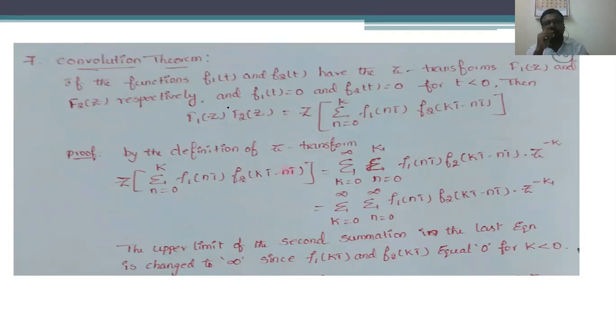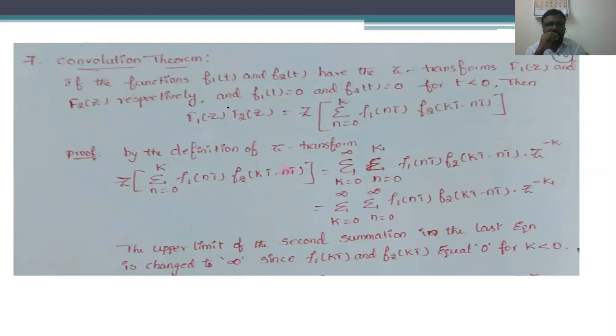sigma n equal to 0 to infinity f1 of nT into f2 of kT minus nT. Therefore, from the definition, let us suppose the Z transform for the function sigma n equal to 0 to infinity f1 of nT into f2 of kT minus nT can be represented as sigma k equal to 0 to infinity, and the function is sigma n equal to 0 to k f1 of nT into f2 of kT minus nT into z power minus k.